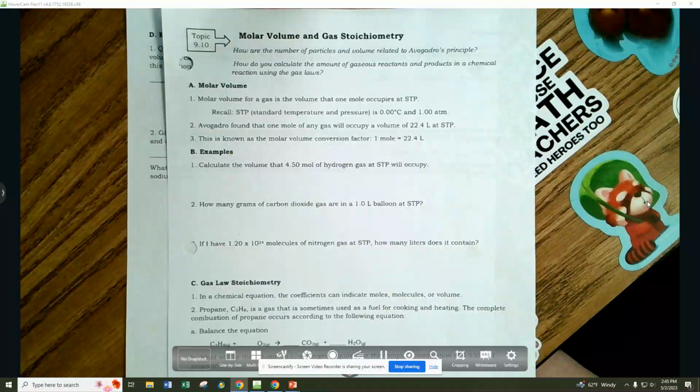All right, welcome to topic 9.10. In this topic, we are going to be looking at molar volume and gas stoichiometry. So we're going to go back to a few things that we've seen before and build upon them through the lens of volume and behavior of gases.